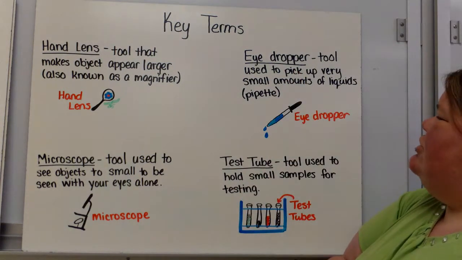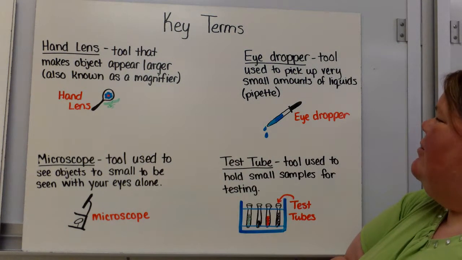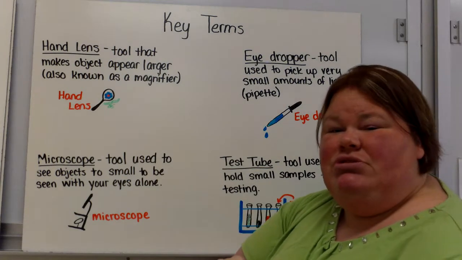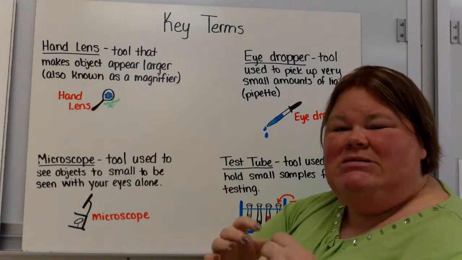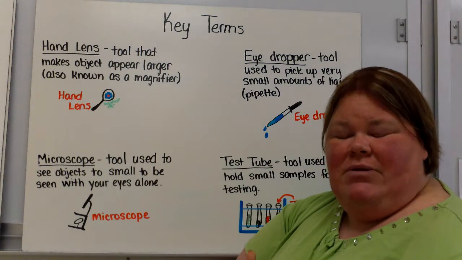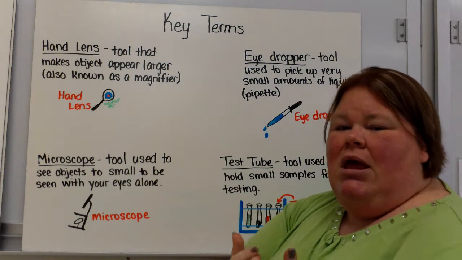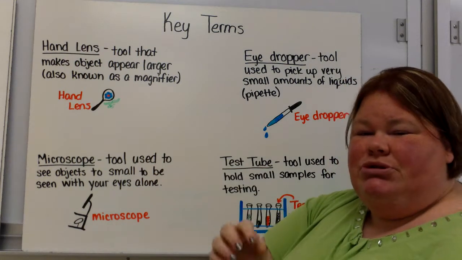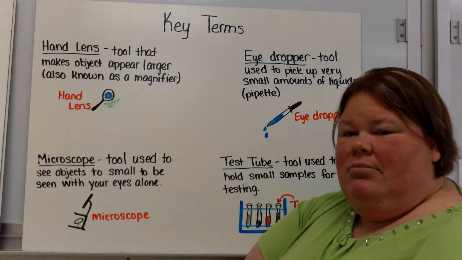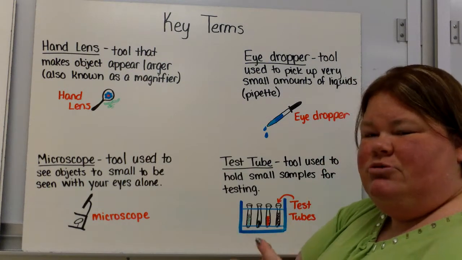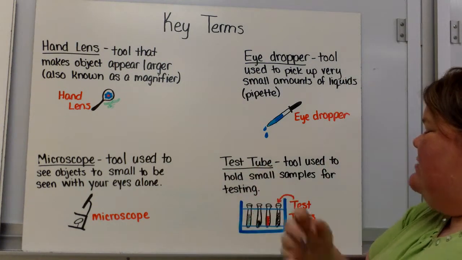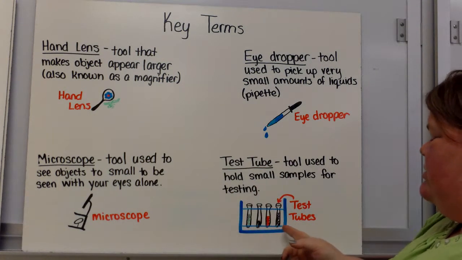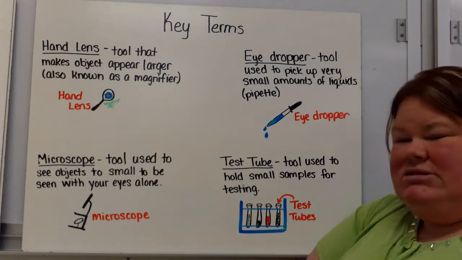We also have an eyedropper, which is a tool used to pick up very small amounts of liquid. Sometimes these are used in doctors' offices for babies to give small amounts of medicine, to pick up small samples of liquids in order to move from one test tube to another. And then we have test tubes, which are used to hold small samples for testing. Here are some test tubes on a test tube rack.